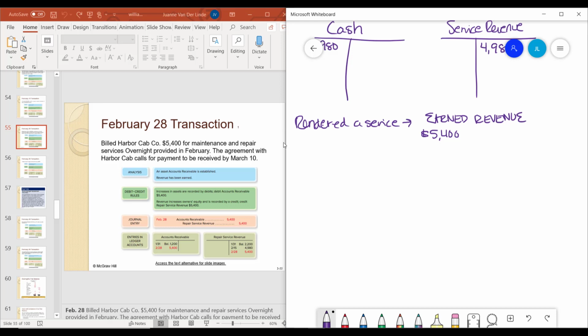They're going to promise to pay us by March 10th. So what's the next best thing to cash when you don't get cash right away? That is accounts receivable. That refers to money that someone else owes me. So accounts receivable is going up, not cash, but accounts receivable, which is the promise of cash later. And they owe me $5,400 now. So revenue is going up, and we increase revenue with a credit. And accounts receivable is going up, and it's an asset, so we increase that with a debit.